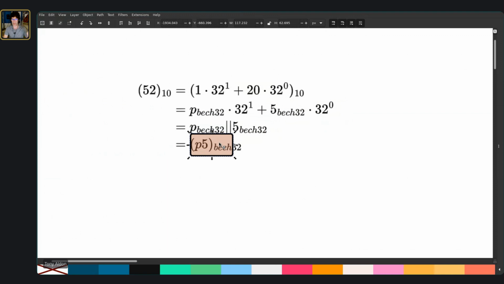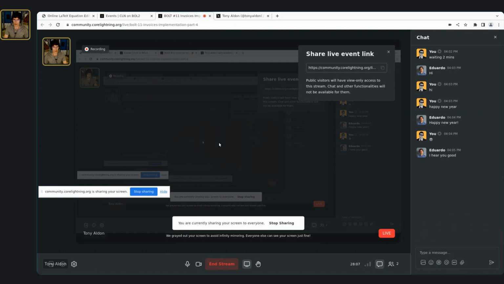So how we are reading that part is, this is a number. The first is a number written in base 32 using the BECH32 character set. So is there any question so far? Or maybe I continue.